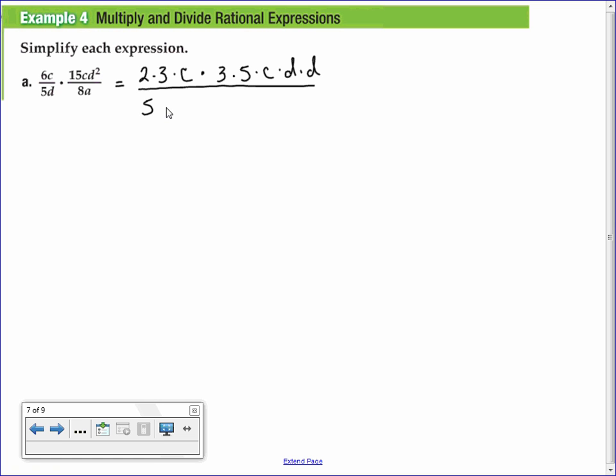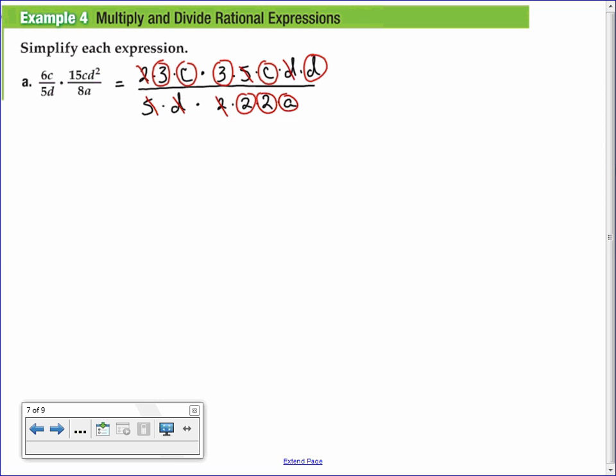5d. I can't do much breaking apart there. 8a. 8 is 2 times 2 times 2, or 2 to the third power, times a. Top times top. Bottom times bottom. Now cancel. 2, 2. 3, no 3s. C, no C's. There's a 5 that can go with this 5. There's a D that can go with this D. There's another D, but there's no other D's down there. So what we've got left is a 3, a C, a 3, a C, and a D. On the bottom, I've got 2, 2, and A.